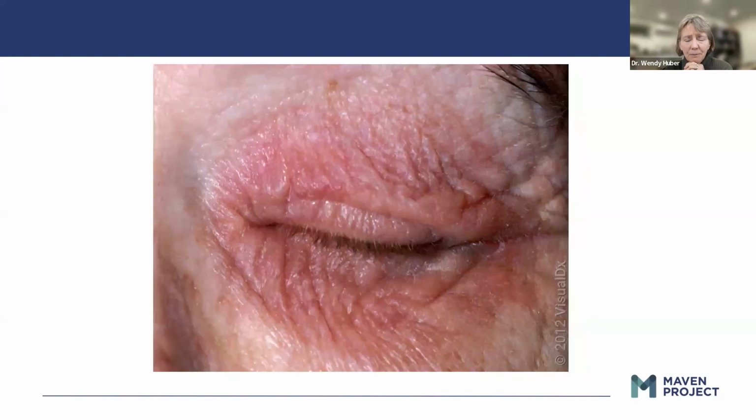Next slide. Another example of an allergic contact dermatitis. Again, we see edema of the upper and lower eyelids and maybe a few little papules on the lower eyelid. This patient, I would also give oral corticosteroids to. Next slide.